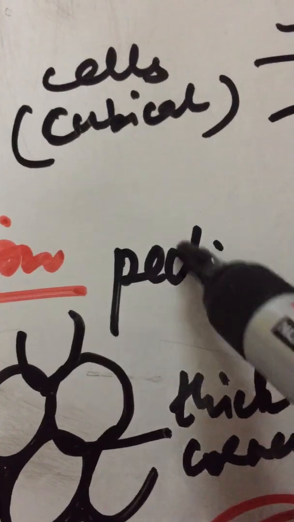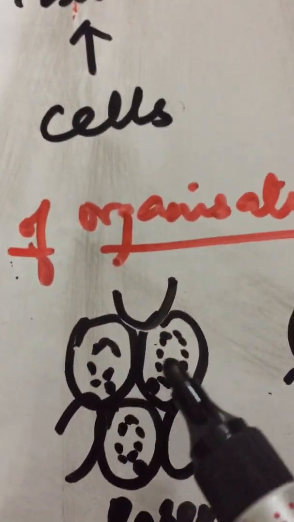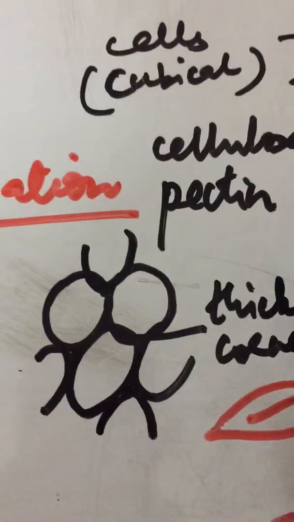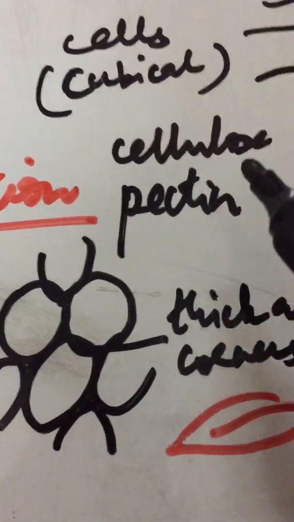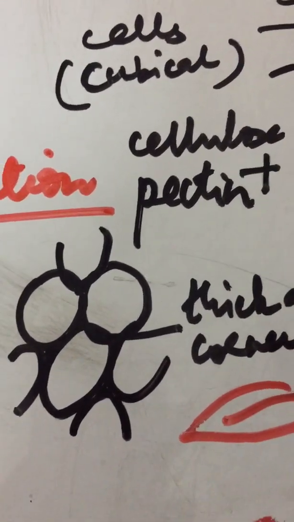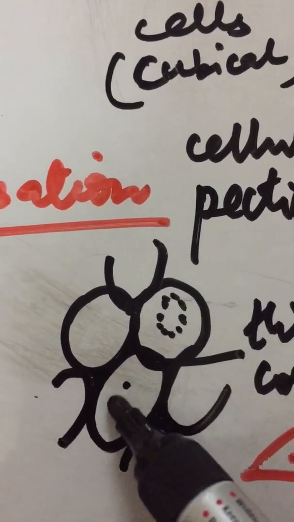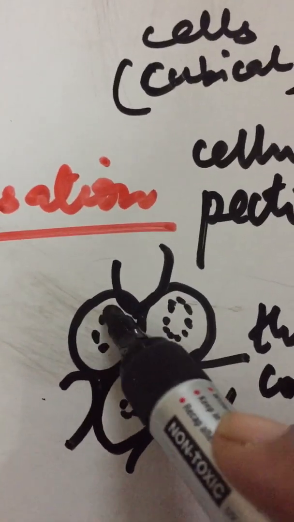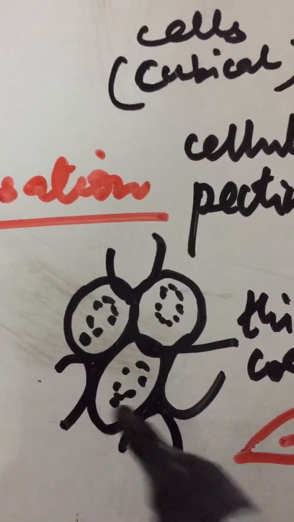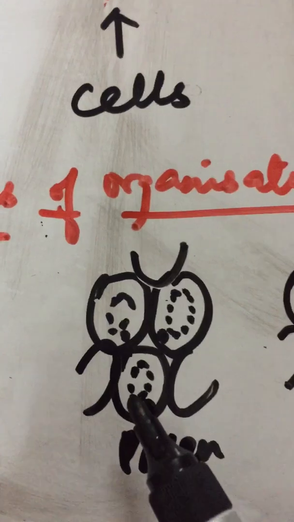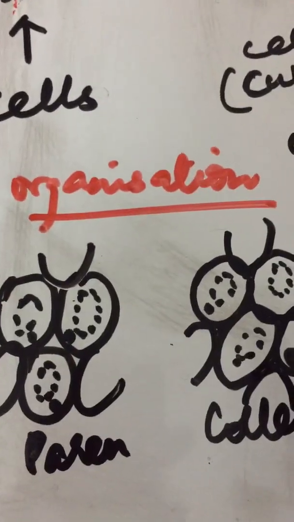Pectin. Cellulose plus pectin. Whereas parenchyma has thin-walled cells which are made of cellulose, and these have thickenings at the corners or on the edges which are made of cellulose plus pectin. Their vacuole size is a bit smaller than the parenchyma. They also have a peripheral cytoplasm having prominent nucleus here. So both parenchyma and collenchyma cells are living in nature.